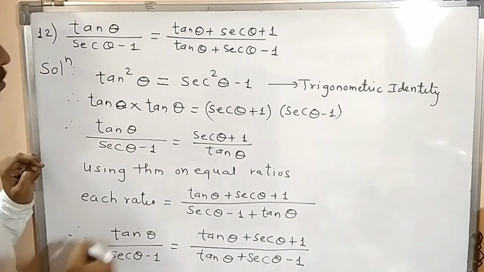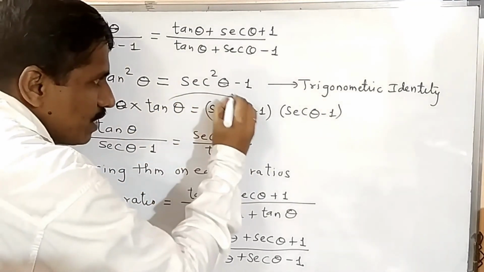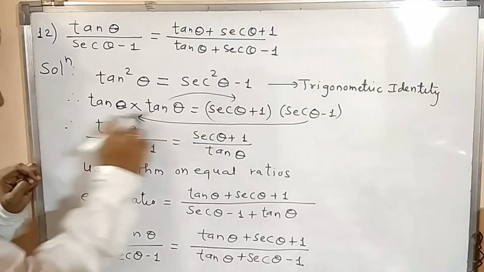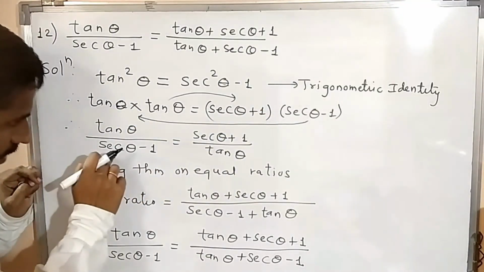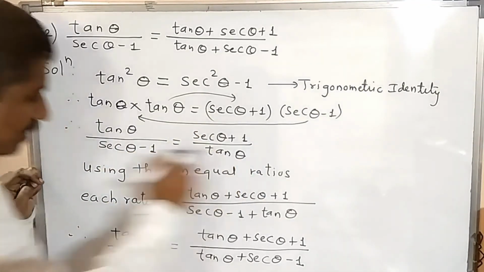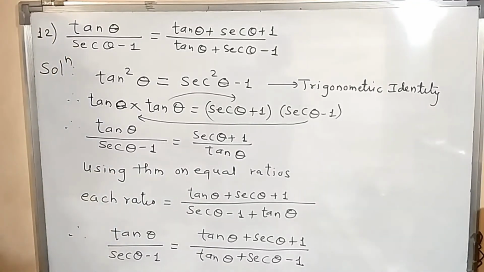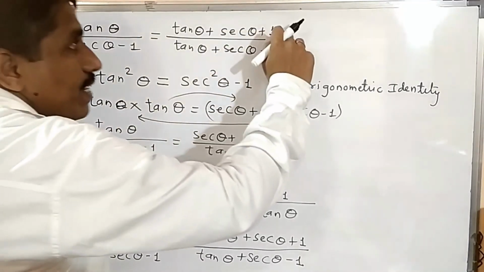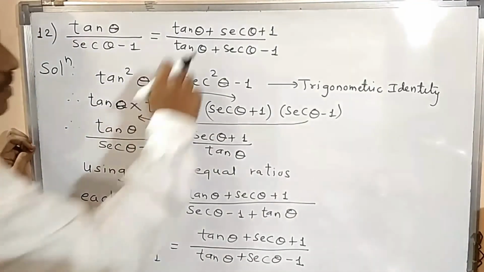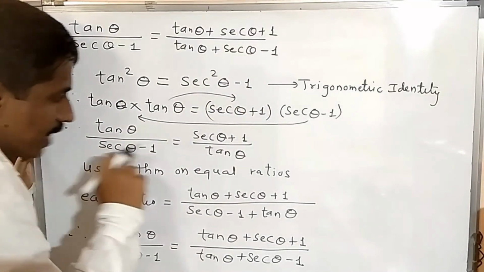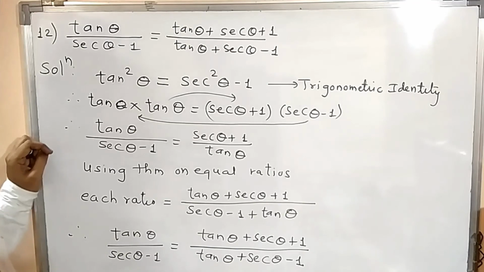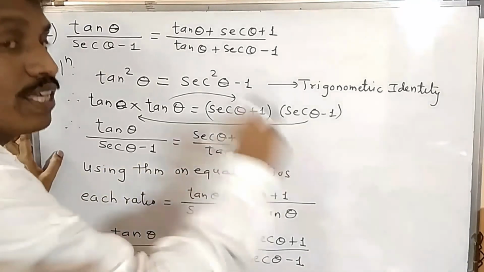Now I will transfer this tan to this side and sec theta minus 1 to this side. So what I will get, tan theta upon sec theta minus 1 is equal to sec theta plus 1 upon tan theta. Here I am getting LHS. Look at the right hand side. It is the addition of numerator and addition of denominator. What is this property called? This is the theorem on equal ratios.